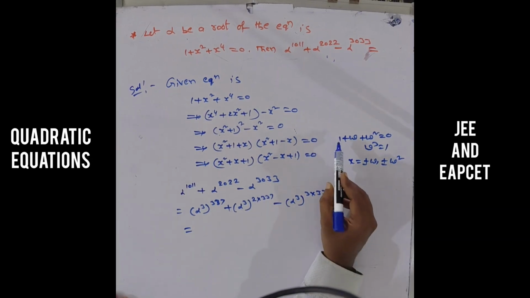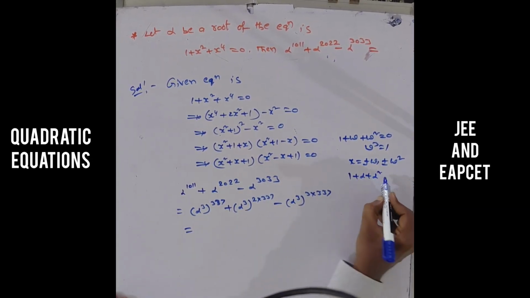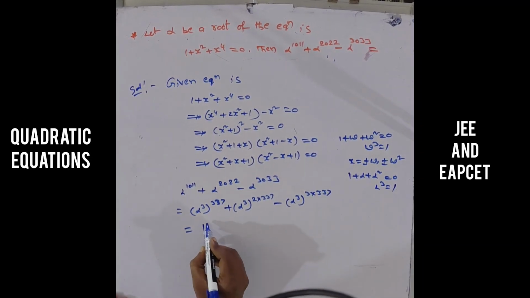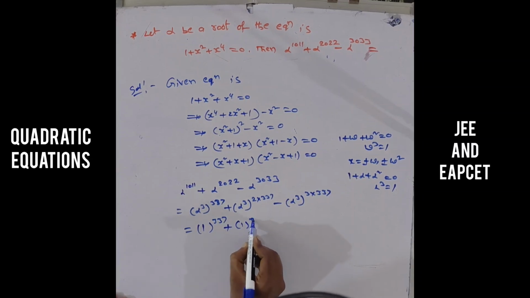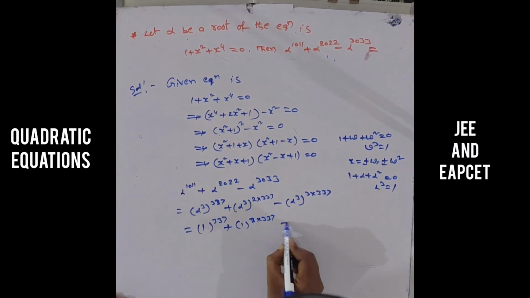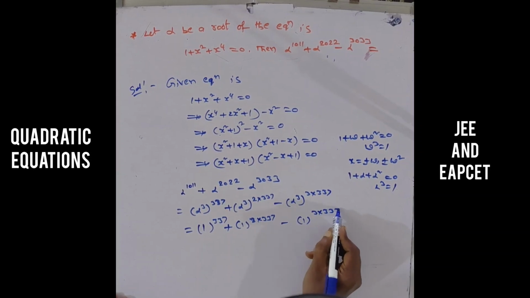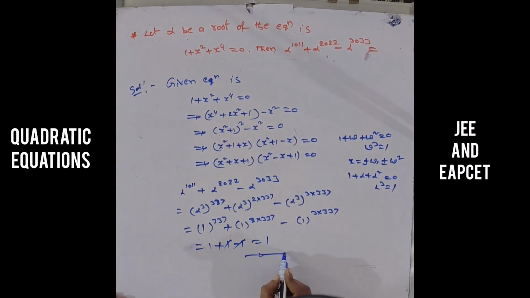Here 1 plus alpha plus alpha square equal to 0, and alpha cube is also 1. So 1 power 337 plus 1 power 2 into 337 minus 1 power 3 into 337. 1 power any value is 1. So 1 plus 1 minus 1, that is equal to 1. The 1 is the final answer. That's enough. Thank you.